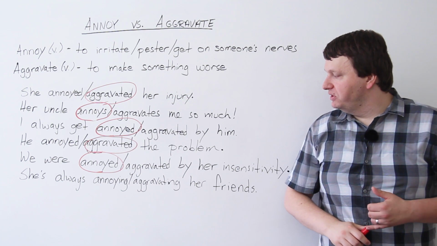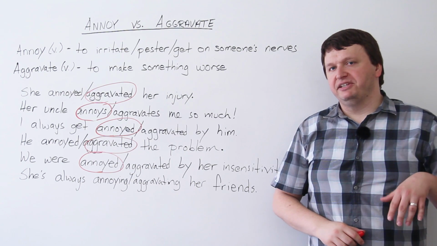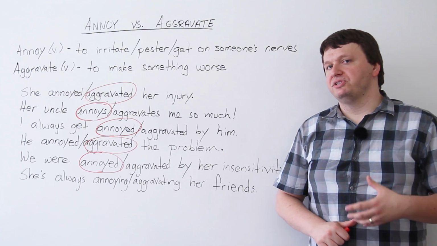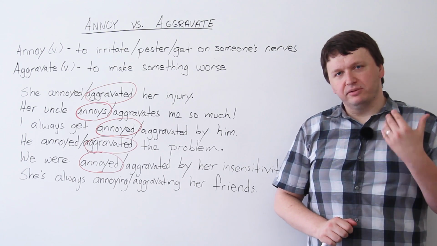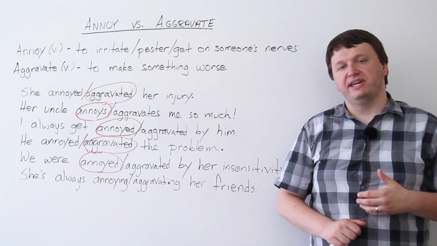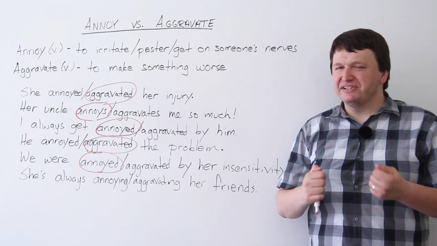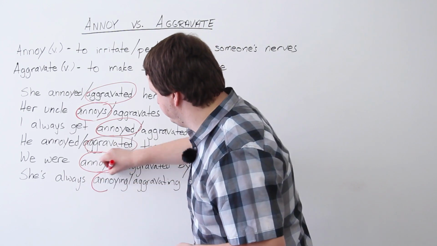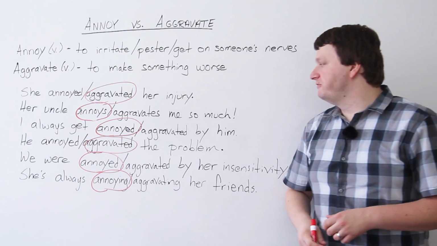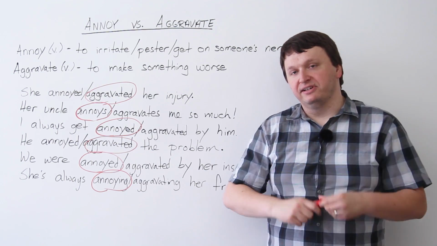Next, she's always annoying or aggravating her friends. Now, is she making her friends worse or is she irritating them? I think in this situation, your meaning, most of the time when you're saying a sentence like this, means that she's irritating them, pestering them, getting on their nerves. So she's always annoying her friends.